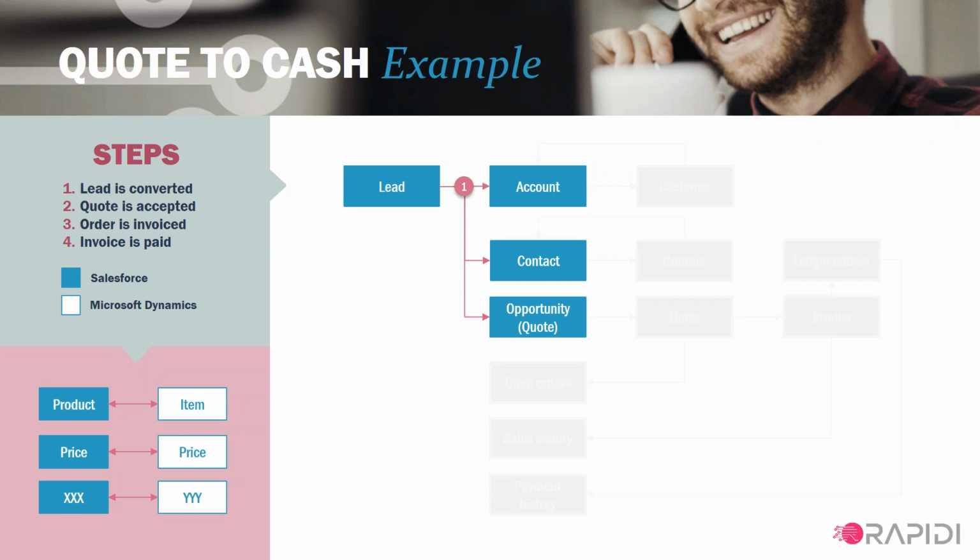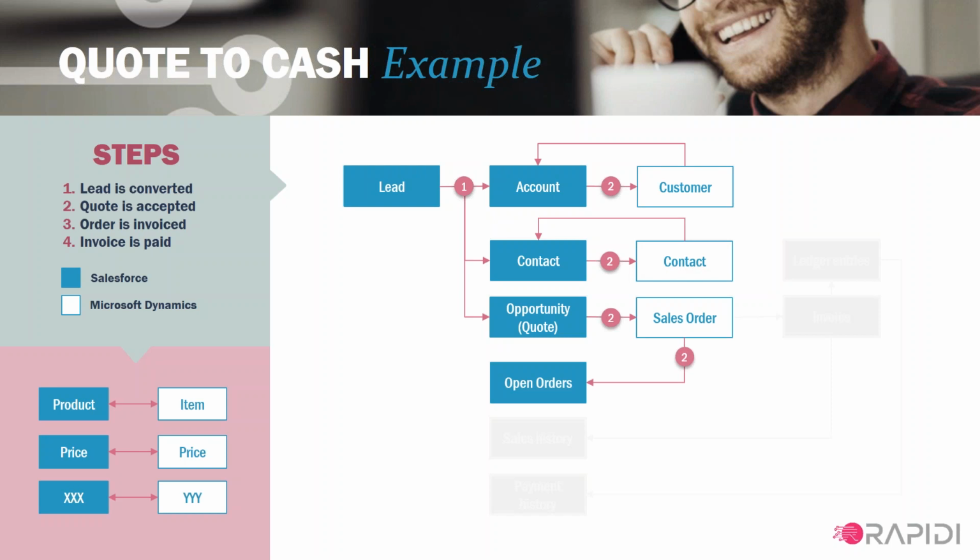At a certain point in time, you can decide that this is the trigger for RapidiOnline to start synchronizing data for this account and this opportunity into the Microsoft Dynamics solution. Typically, it's when the opportunity reaches a stage which is called closed won. Rapidi will detect that, and we will create the customer inside of Microsoft Dynamics if the customer does not already exist.